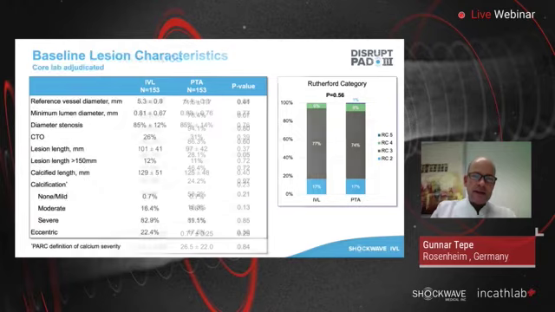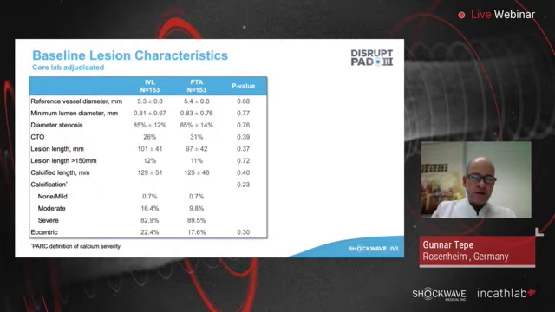In the next slide, we have a summary of the lesion characteristics. And if you highlight the next things, you see that the lesion length was here around 10 centimeters, which is quite long. Calcified length was even longer, and calcification was moderate and severe. And you see here, severe was in 80 to 90% of the patients, which is really high.